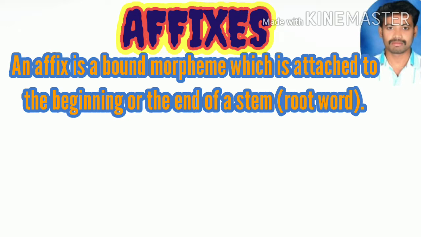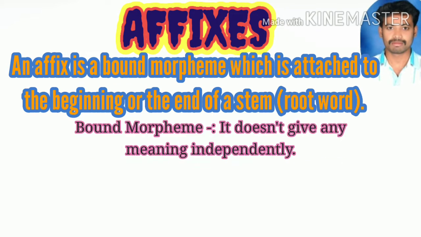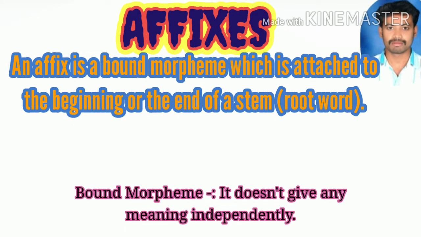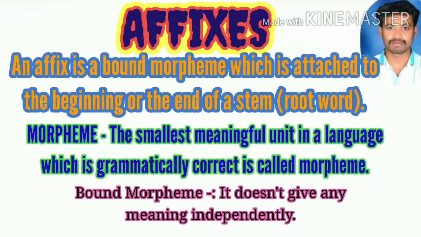Okay, so you want to observe this definition. Here, bound morpheme, look at that. What is the meaning of morpheme? Morpheme means the smallest meaningful unit of a language which is grammatically correct. Have you understood this one? Morpheme is the smallest meaningful unit of a language, which is grammatically correct.